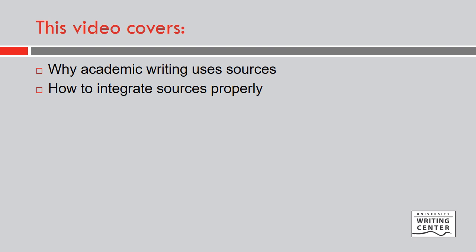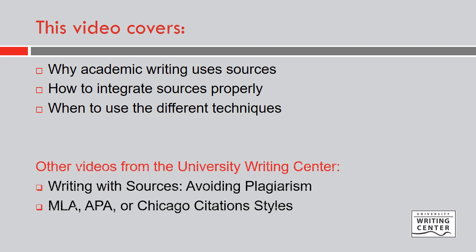We will be discussing several aspects of using sources. First, we will discuss why academic writers incorporate source material into their work. Next, we will discuss three primary techniques used to integrate sources into academic writing. Finally, we will address the proper rhetorical situations in which to use each technique. You may also find our videos on avoiding plagiarism and citation styles helpful, so make sure to check those out as well.